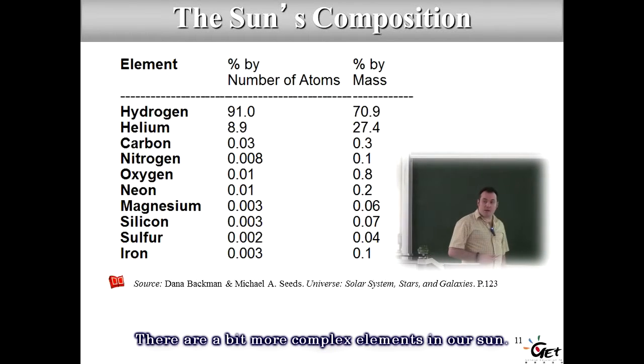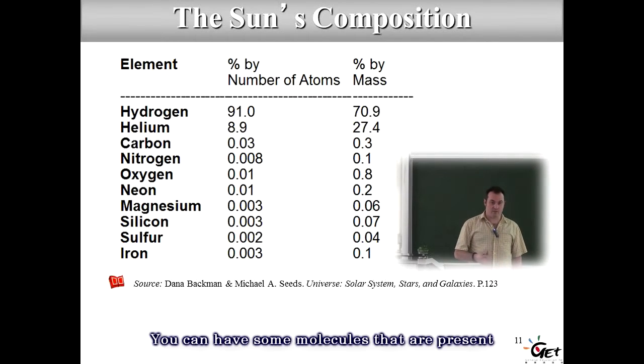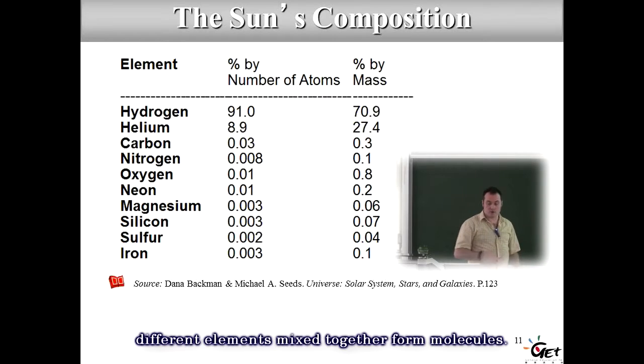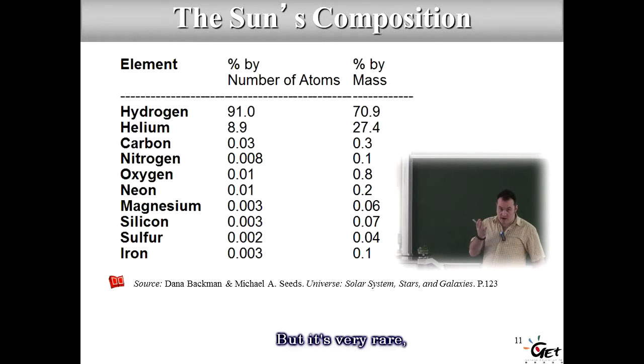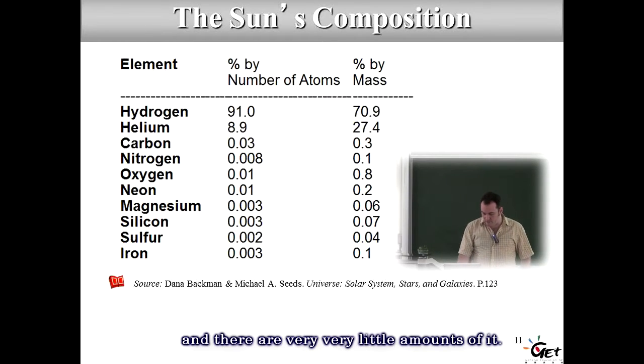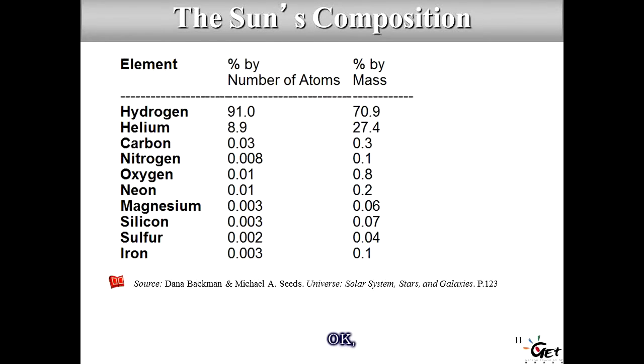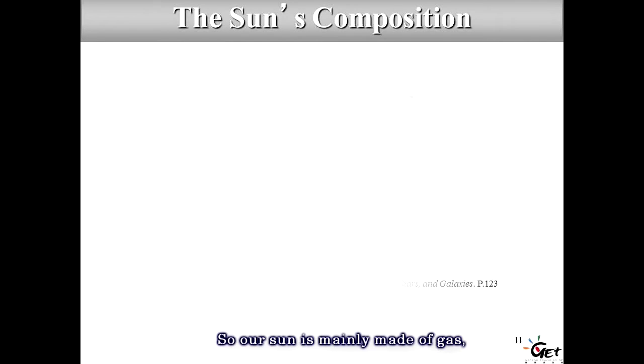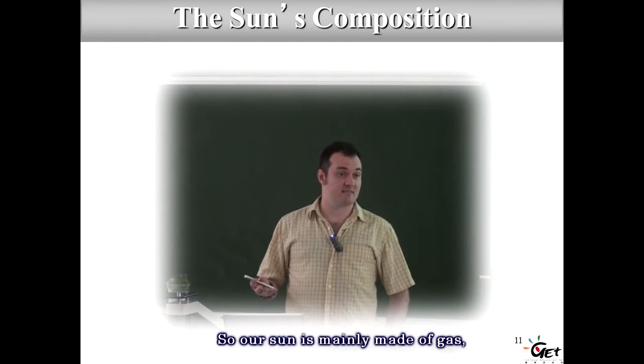There are a bit more complex elements in our sun. We can have some molecules that are present as well at some point. So a composition of those different elements mixed together to form molecules. But it's very rare, and a very, very little amount of it. Okay. So, out of that, you conclude the sun is made of hydrogen. It's fair at 90% of the number of atoms. It's a fair assumption. So our sun is mainly made of gas.